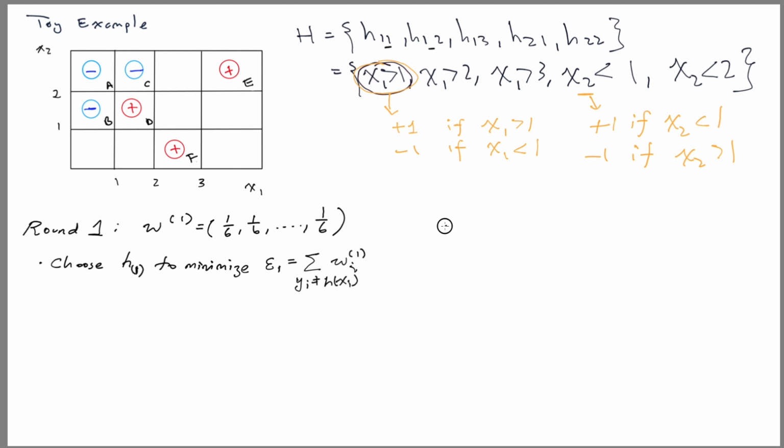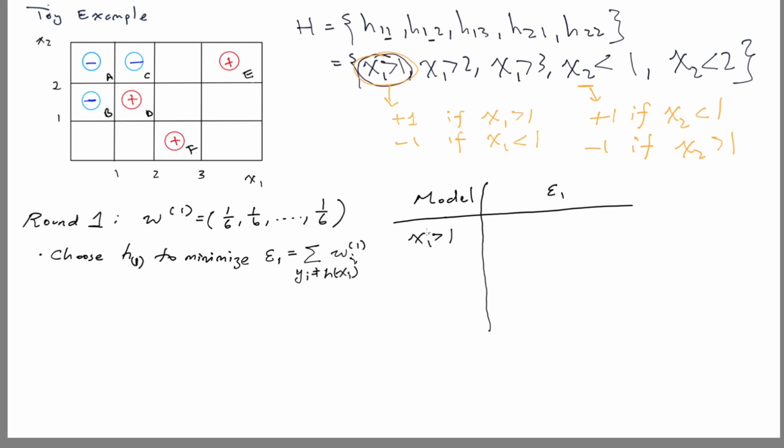Let's draw a table here. Here we'll put our model, and here we'll put the error achieved by this particular model. The first model is x1 greater than 1. I'm just rewriting these models. It's not the best notation because this is just a condition and not really a function, but hopefully it's clear what this thing does. What does this model achieve in terms of error? Let's draw it again in a different color, say green. So x1 greater than 1. Here's x1 equals 1.